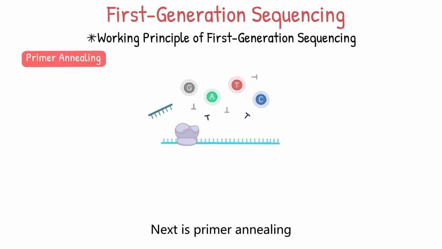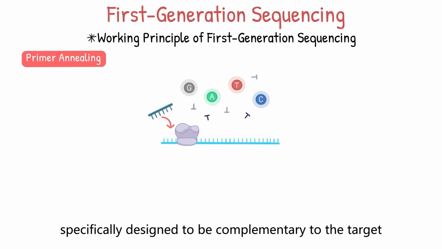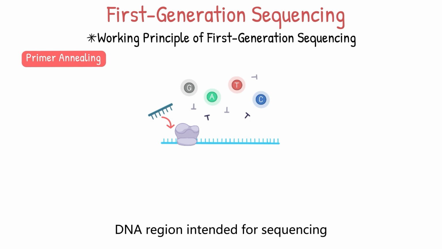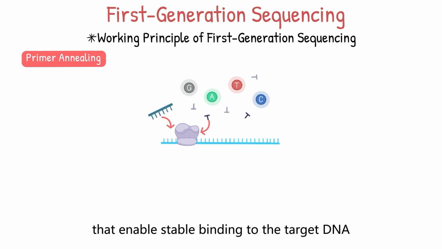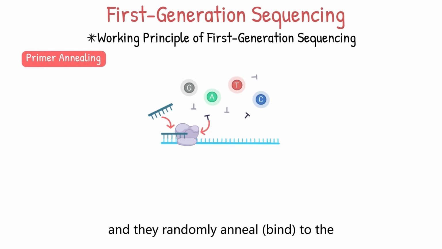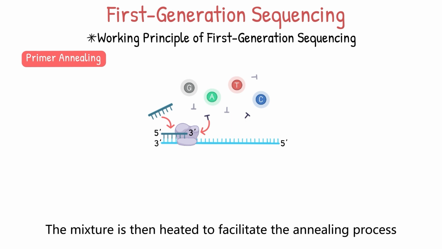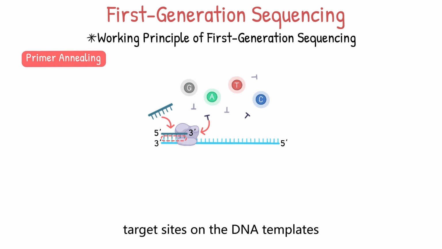Next is primer annealing. Primers are short, synthetic DNA sequences specifically designed to be complementary to the target DNA region intended for sequencing. These primers contain standard deoxyribonucleotides, or dNTPs, that enable stable binding to the target DNA. The primers are mixed with the fragmented DNA, and they randomly anneal or bind to the target DNA at their 3' ends, which are complementary to the 5' ends of the target DNA strands. The mixture is then heated to facilitate the annealing process, allowing the primers to effectively bind to the respective target sites on the DNA templates.